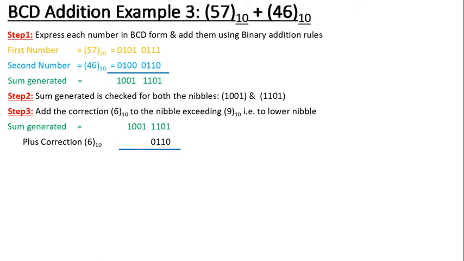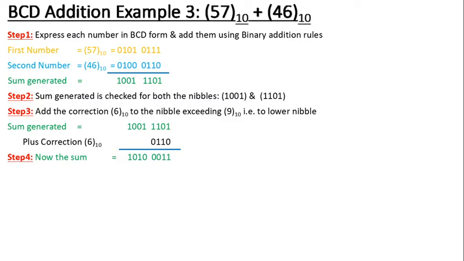Using binary addition rule, this addition is to be performed here. And then in step number 4, now that sum generated, after performing the step number 3 calculations, additions, I am getting here that sum is equal to 10100011.